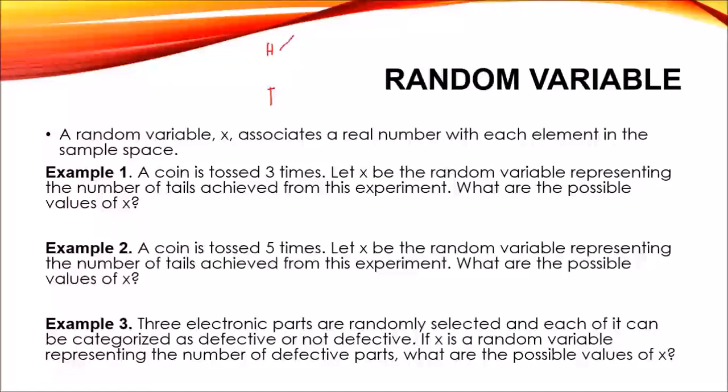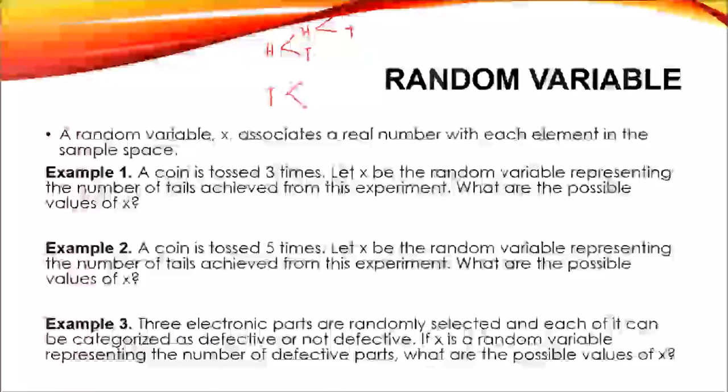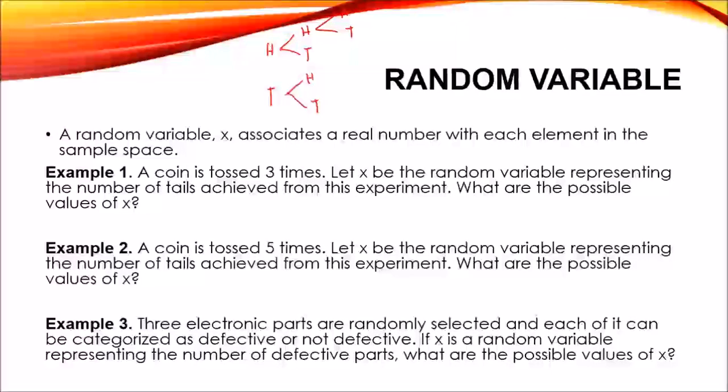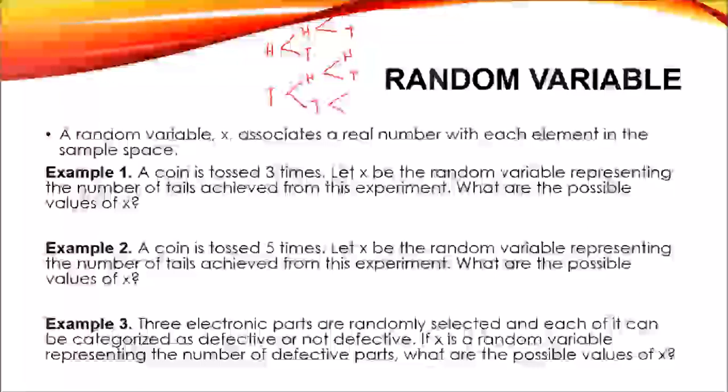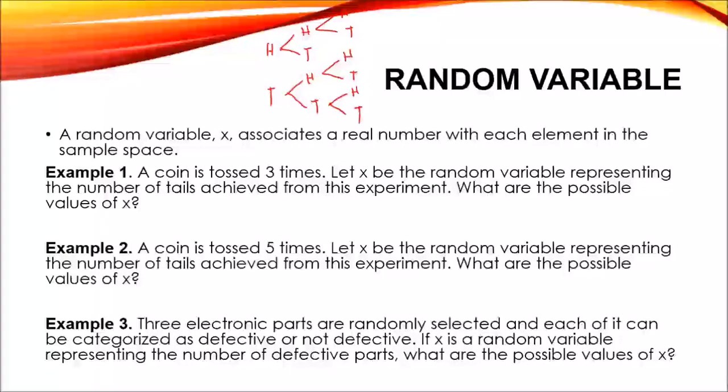Then at the second trial it could be a head or a tail, and at the third trial it could be a head or a tail. In the other combinations it could again be a head or a tail. So we can actually write the combinations.